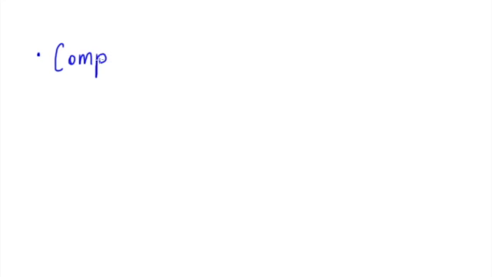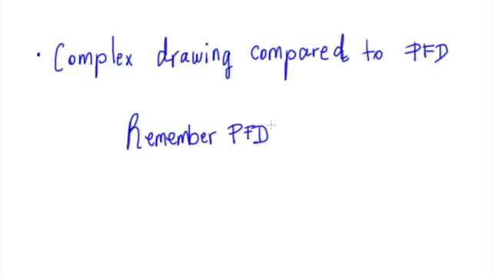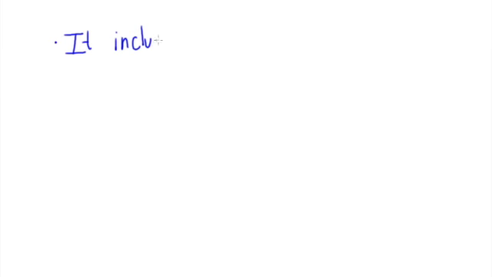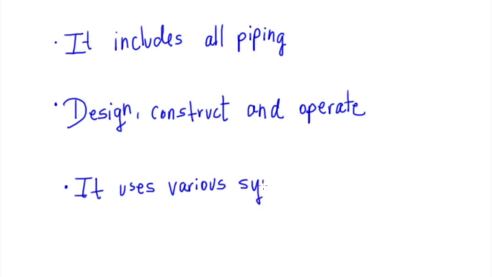It is a complex drawing compared to a PFD. Do you remember PFDs? They are drawings that illustrate the general plant streams. They basically provide detailed mass-energy balance data along with stream composition and physical properties, so PIDs originate from PFDs. It includes all piping connected between equipment and the associated instrumentation necessary to design, construct, and operate the plant facility.